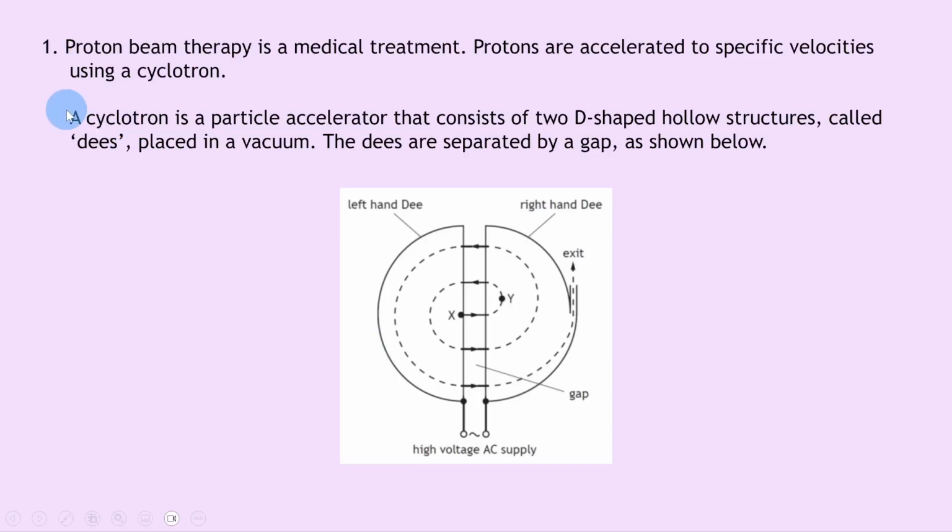In our one and only example here, it says proton beam therapy is a medical treatment. Protons are accelerated to specific velocities using a cyclotron. A cyclotron is a particle accelerator that consists of two D-shaped hollow structures called Ds placed in a vacuum. The Ds are separated by a gap as shown below. So we've got our left and right Ds here, and our protons are starting at point X. There's also a high voltage AC supply between the two Ds.